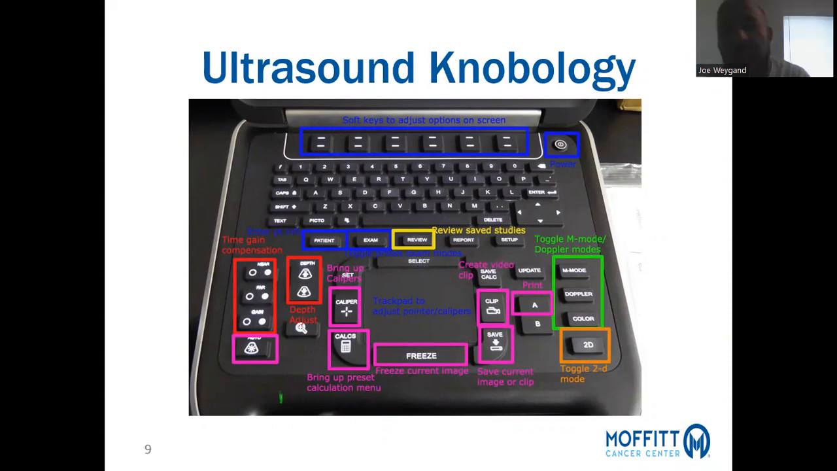Then in the center, you have a number of buttons that allow you to perform measurements, like calipers and such. Then on the far right, you can toggle through the special modes. So if you remember from the last lecture, M mode imaging tracks depth of a structure as a function of time. The M stands for motion. And then the other two, the Doppler and the color, we're going to discuss in a little bit more detail here in later slides.